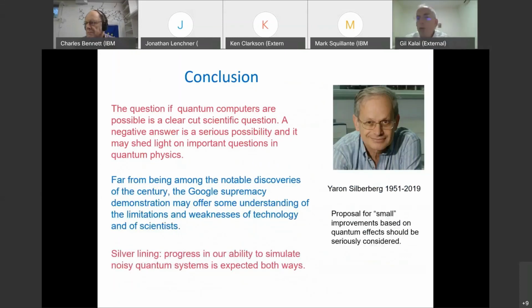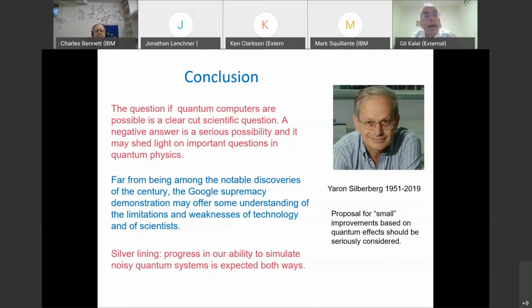So let me conclude by saying that the question of whether quantum computers are possible is a clear-cut scientific question. A negative answer is a serious possibility, and it may shed light on important questions in quantum physics. This means that the huge effort involved in quantum computers, an effort which is pivotal in deciding this question, and I should say both IBM and Google and others who try to build quantum computers, is important.